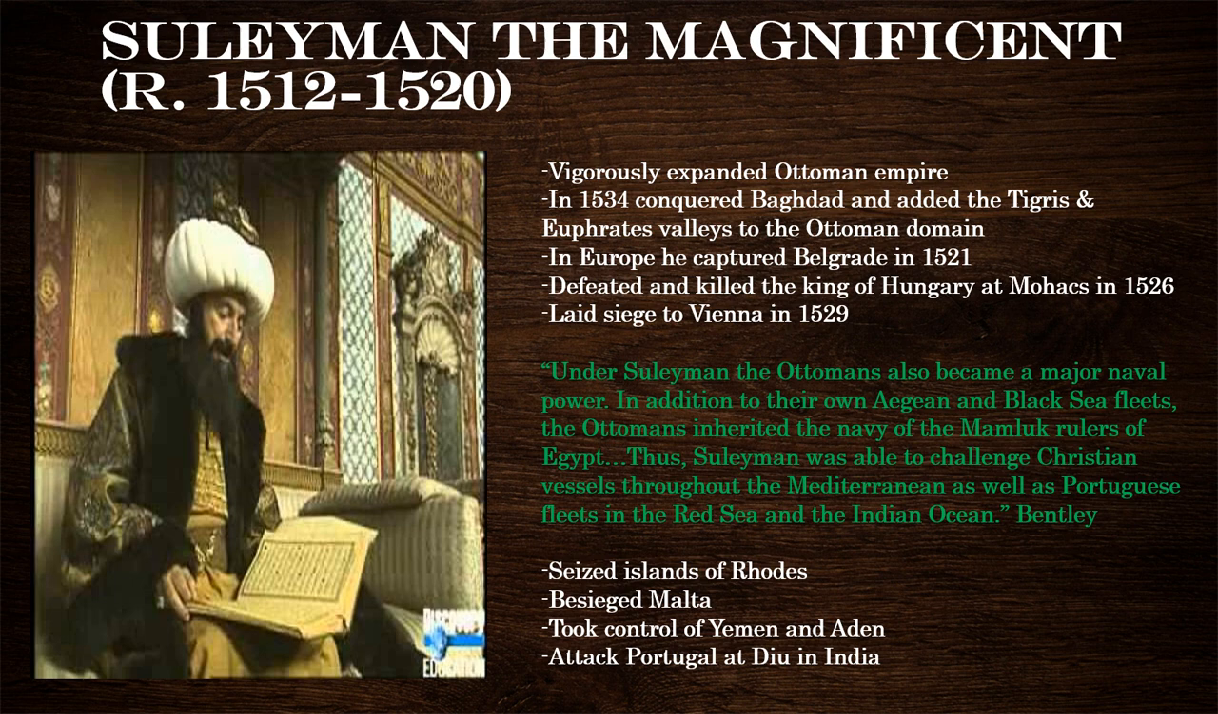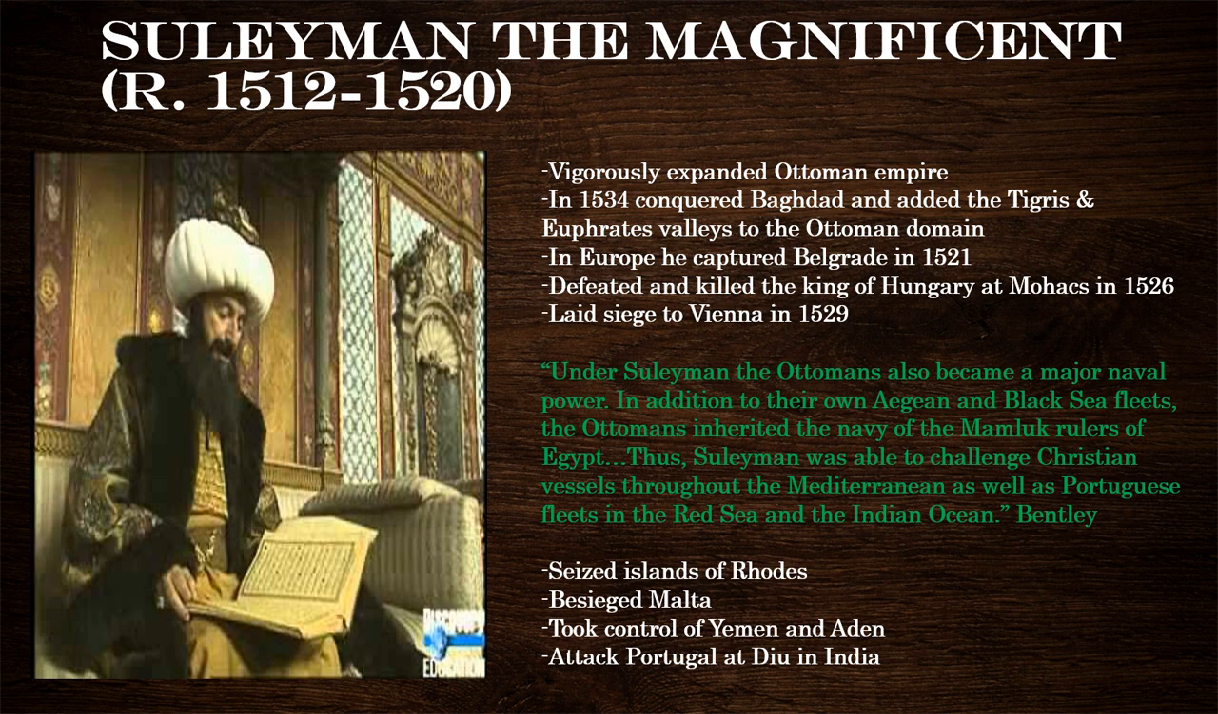In 1534, he conquered Baghdad and added the Tigris. I'm sorry, that must be 1540. He ruled for longer than I realized. In 1534, he conquered Baghdad and added the Tigris and Euphrates valleys to the Ottoman domain. In Europe, he captured Belgrade in 1521. So that is going back earlier, because the first part is talking about his additions to the empire through conquest to the east, and the second part is talking about the west, at least west of Turkey. Belgrade is one of the big cities in Eastern Europe, formerly Yugoslavia, in 1521 Serbia.